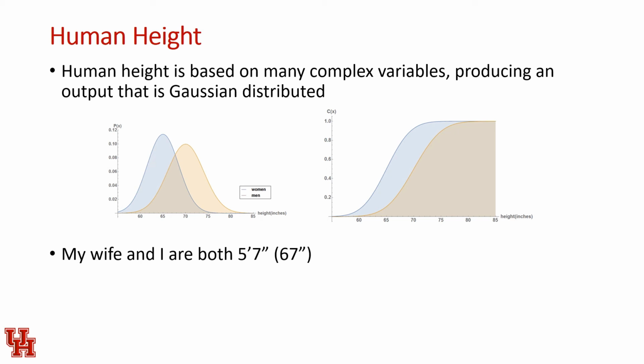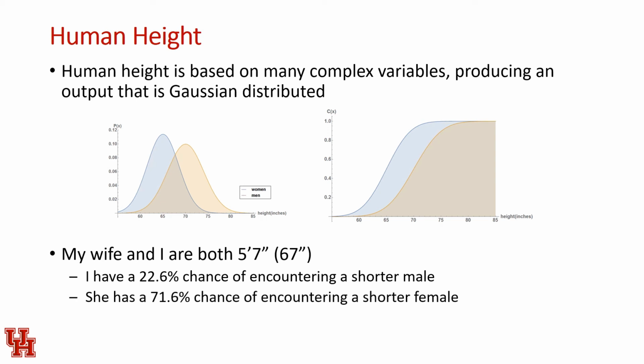So for example, we'll take the case of my wife and I, who are both 5'7", or 67 inches. So if I look up the probability of me encountering someone that is shorter than I am, all I'd have to do is look up 67 inches in this cumulative distribution function, and I'd have a chance of 22.6% of encountering someone shorter than me. That's because I'm shorter than the mean. I'm shorter than average. My wife, on the other hand, has a 71.6% chance of encountering a shorter woman because she is taller than average.